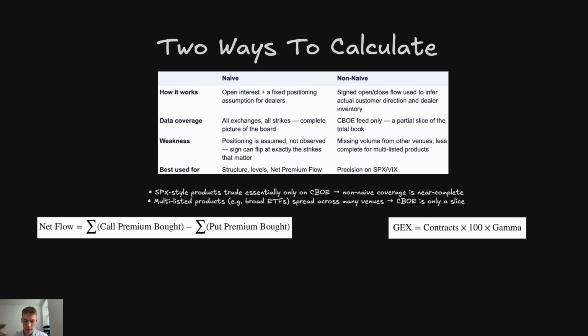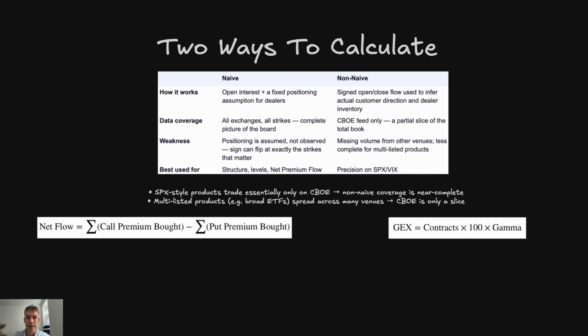Its strength is completeness. Open interest covers every single exchange and every strike. Its weakness is that it's not as precise as CBOE licensed non-naive data. The non-naive approach does not assume. It uses sign, open, close flow to work out what customers actually did and therefore what inventory dealers actually hold. So this is real positioning. That's a real strength. The weakness is coverage. That's the only weakness that we have here.